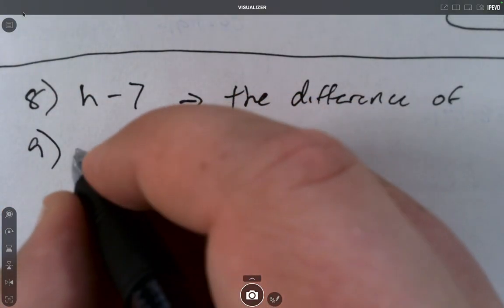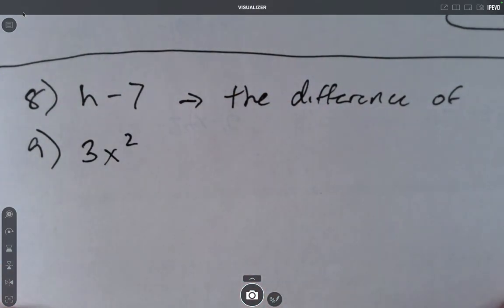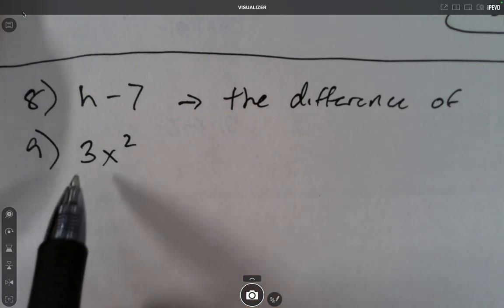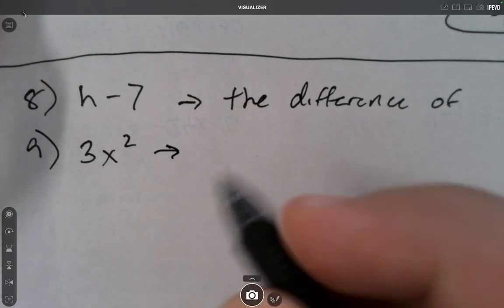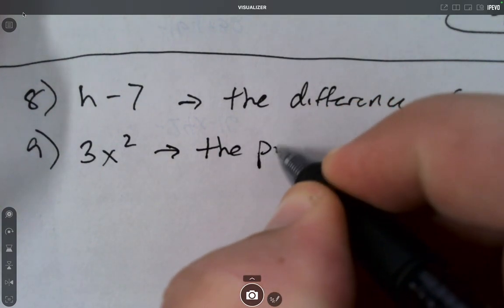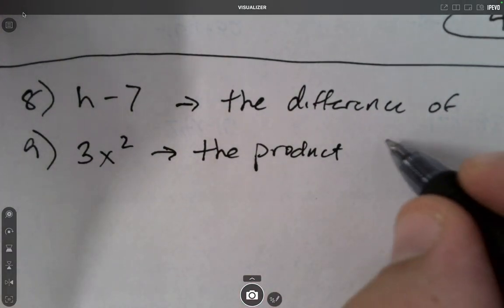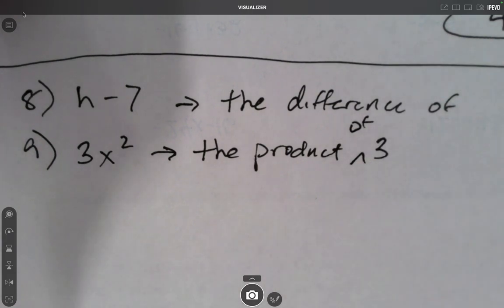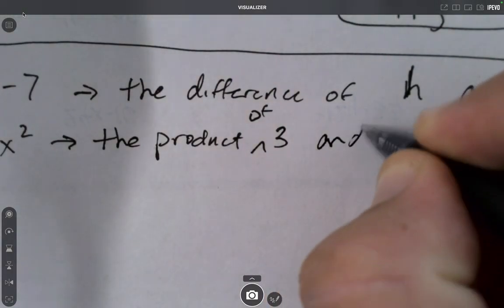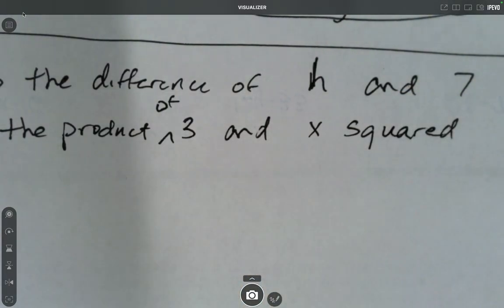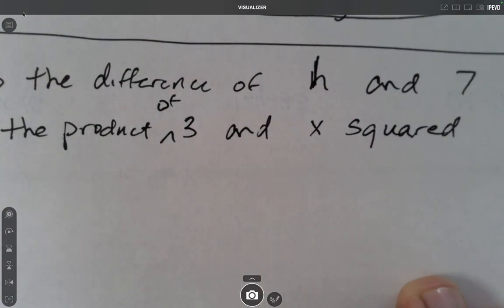9, we have 3x squared. So the main operation here is the multiplying because we don't write a dot, or one's not written, but this is 3 times x squared. So the big word we'd start with is the product. Product is for multiplying. So it's the product of 3. Sorry, I've got the word of. The product of 3 and x squared. So 3x squared is the product of 3 and x squared.